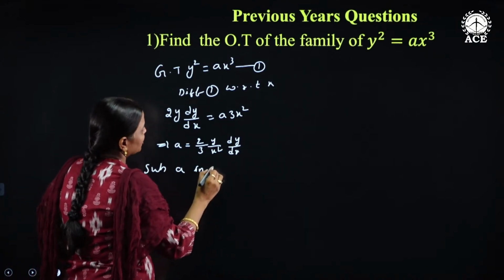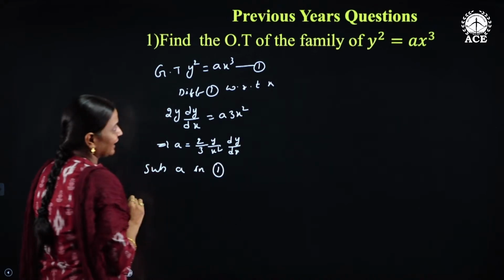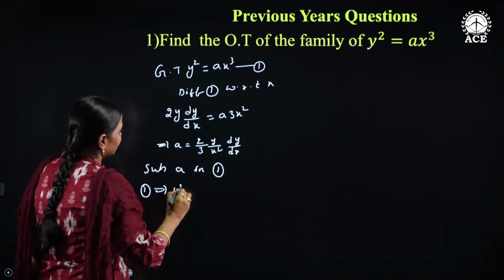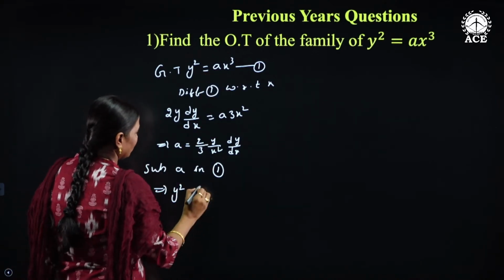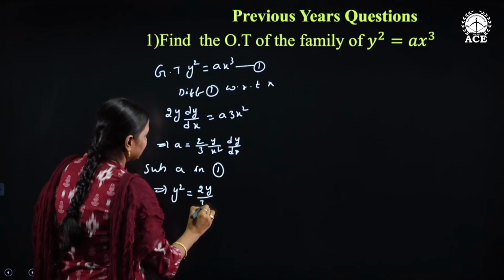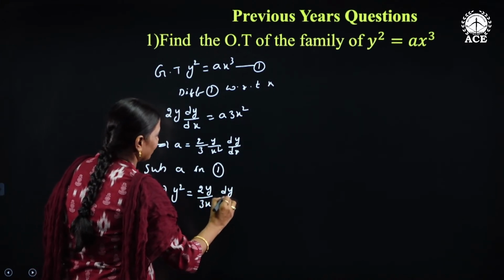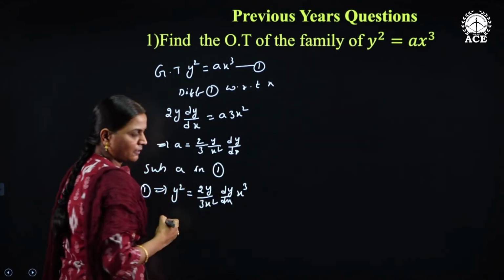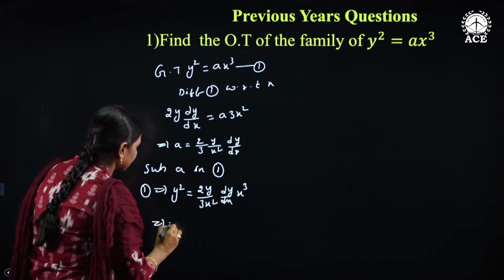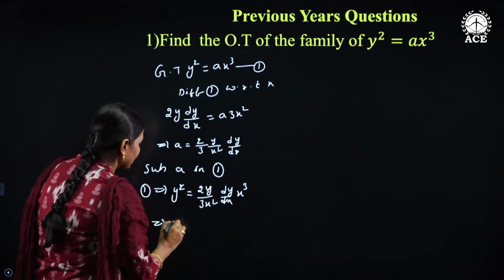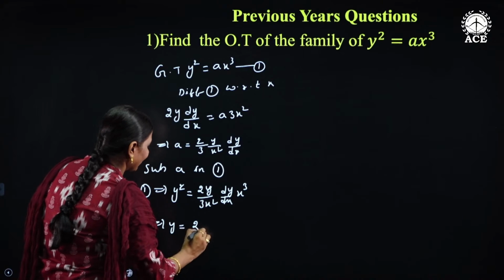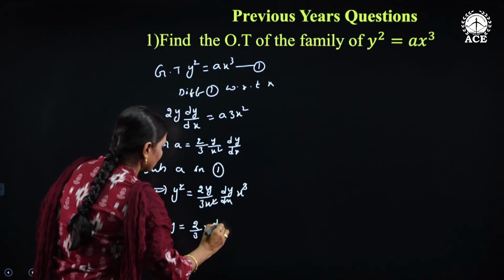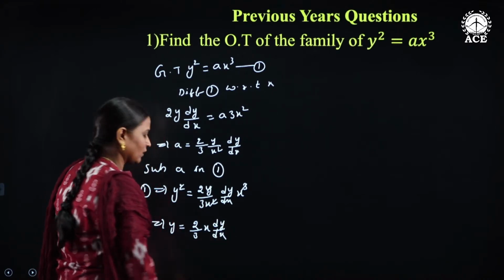in equation 1. So if we substitute the a value in equation 1, then equation 1 becomes y square equal to, what is a? a is equal to 2y by 3x square into dy by dx, into x cube. Okay, so simplify this equation. If we cancel one y, then y is equal to 2 by 3 into x into dy by dx.